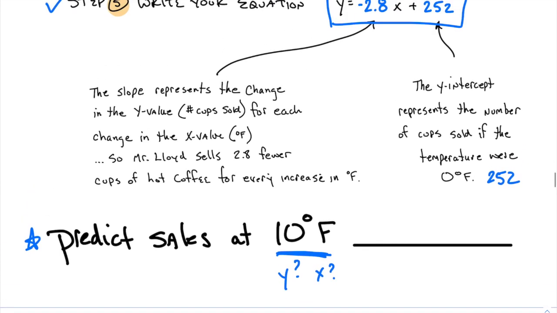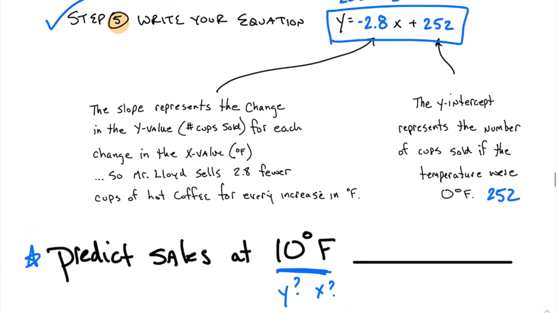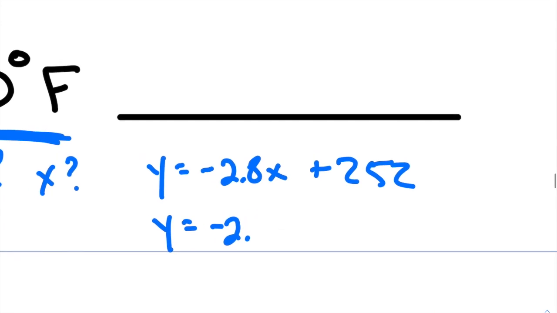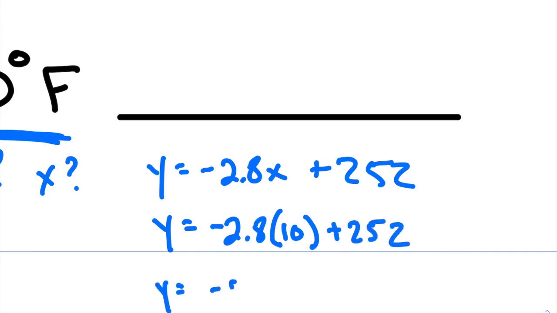So watch what I'll do. I'm going to take my y equals negative 2.8x plus 252. I'm going to substitute 10 into the x. So y equals negative 2.8x. I'll zoom in here. Take the x out, put a 10 in there. I'm going to multiply that and solve for y. So negative 28 plus 252.